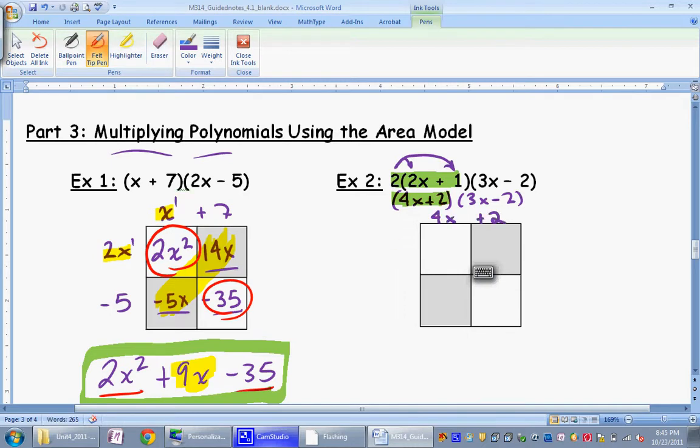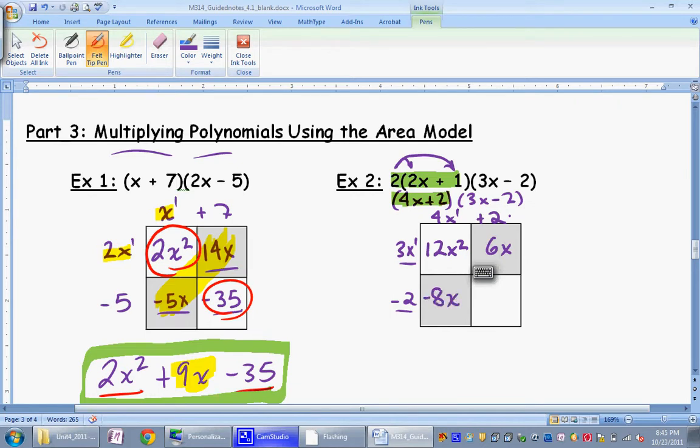So 3x times 4x is 12x squared. Notice that for this first term, I'm adding the x to the x to get an x squared. 3x times 2 is 6x. Negative 2 times 4x is negative 8x. And finally, negative 2 times positive 2 is negative 4.